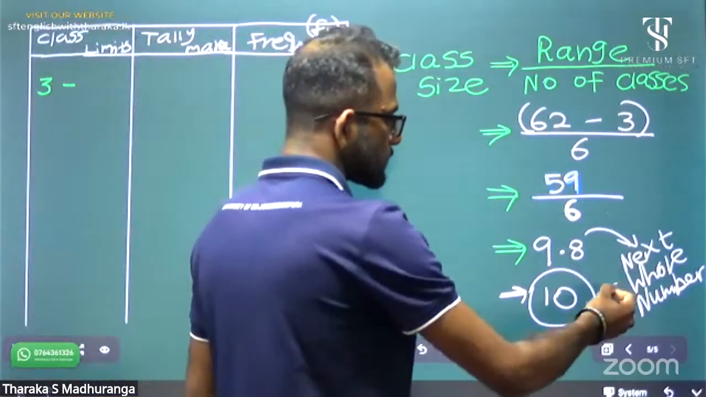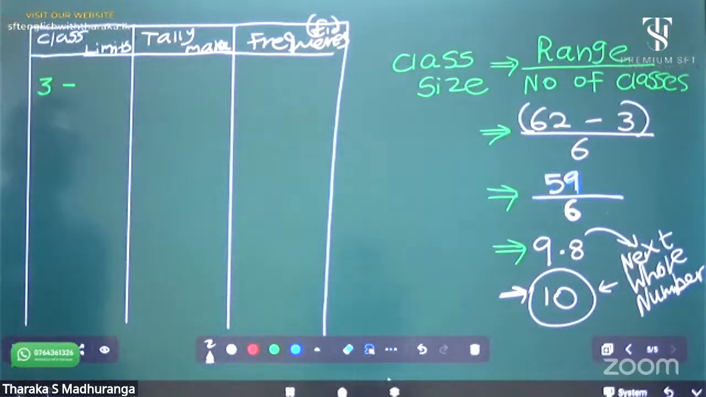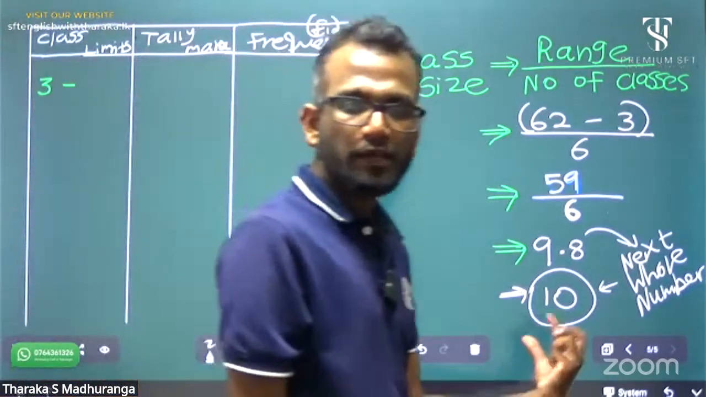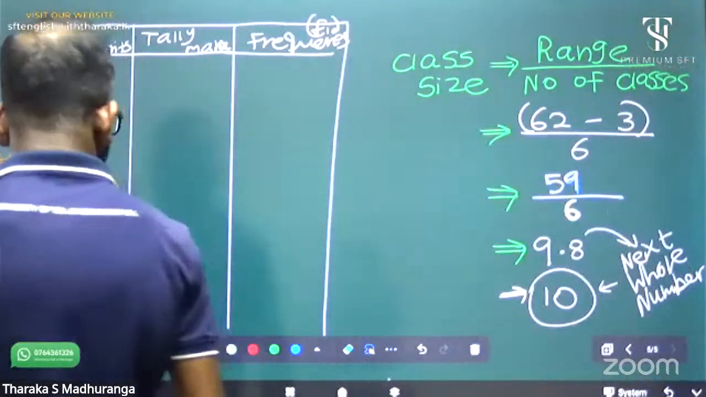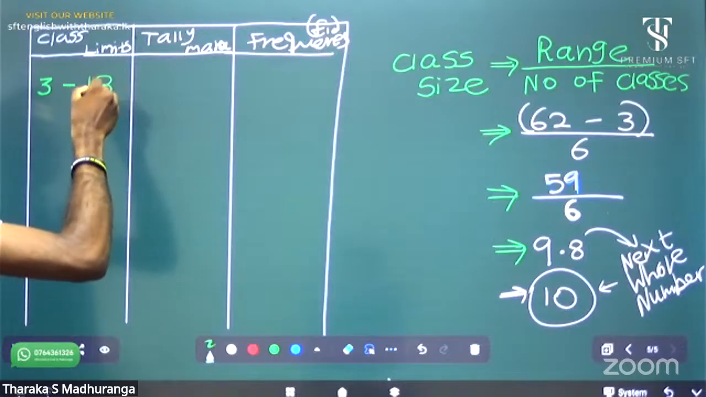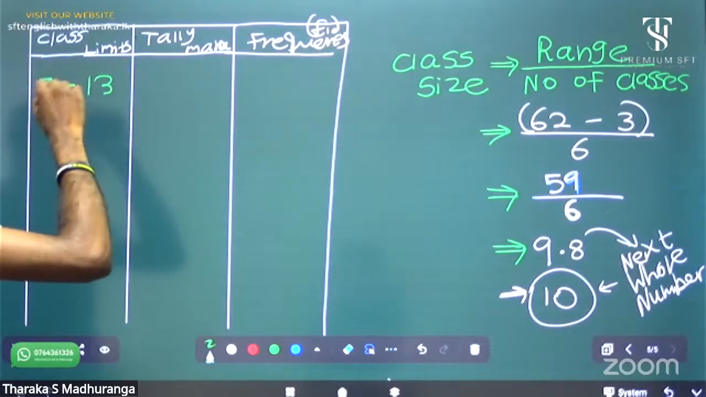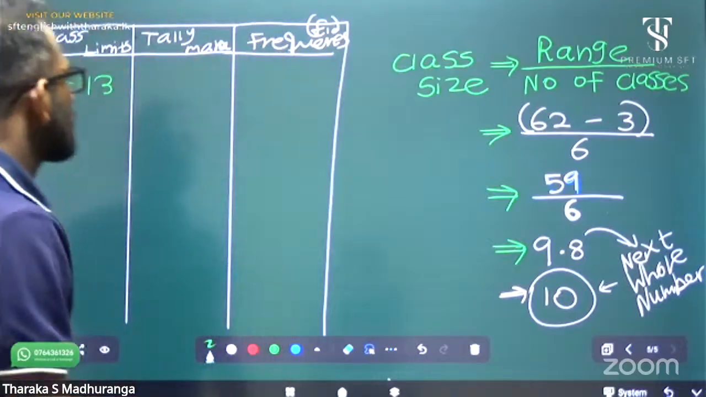It's 10. Understood? Now my class size is 10. Alright, then 3, it is a continuous one. Therefore, I add 13. And I can check the class size. 13 minus 3 is correct. It is 10. It is continuous.